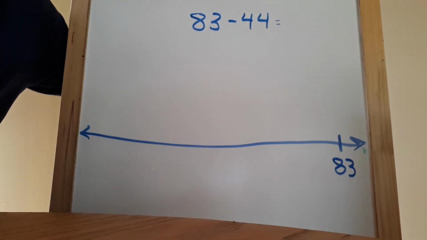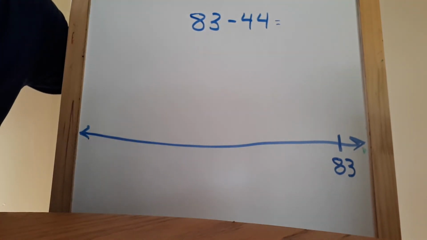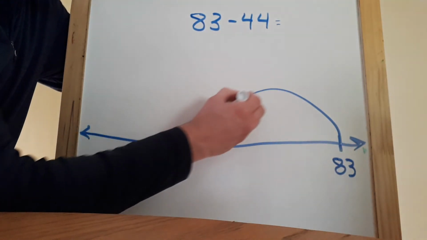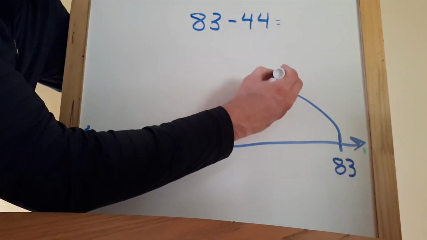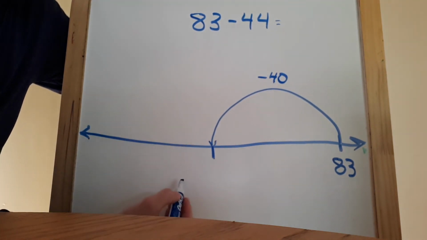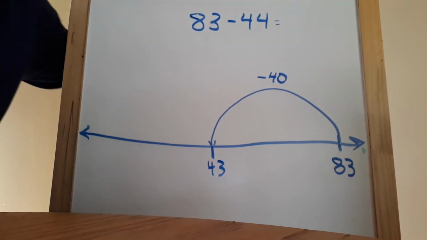All right, and I know from lots of practice and experience that 80 minus 40 is 40. So if I have 83 and I subtract 40, it's going to be 43. So I'm taking a big jump of minus 40. Putting my arrow, putting my new tick mark, and saying where I landed, 43.